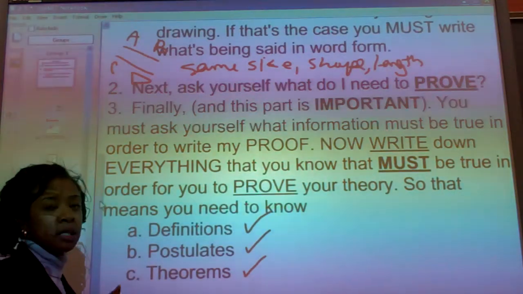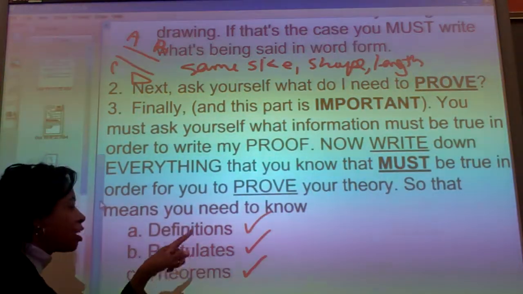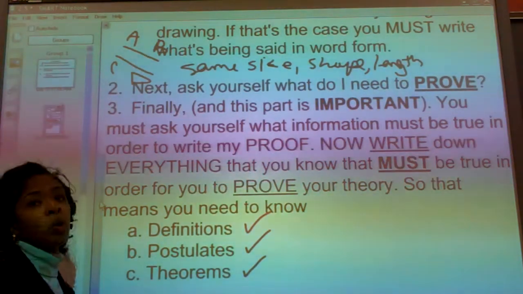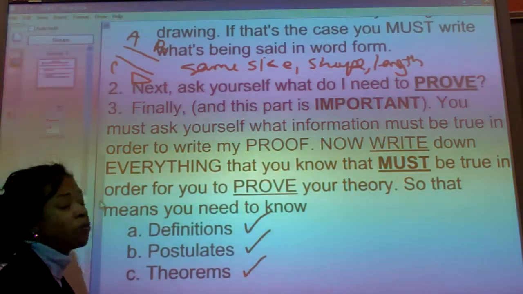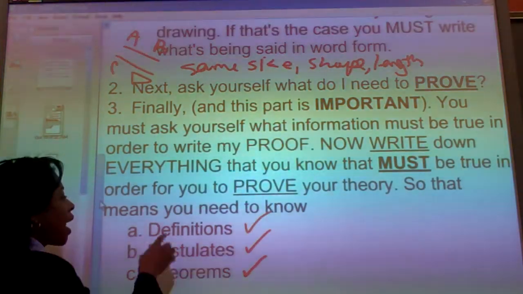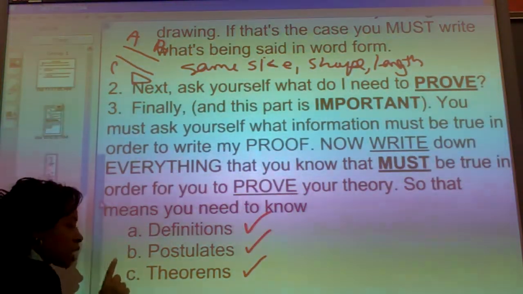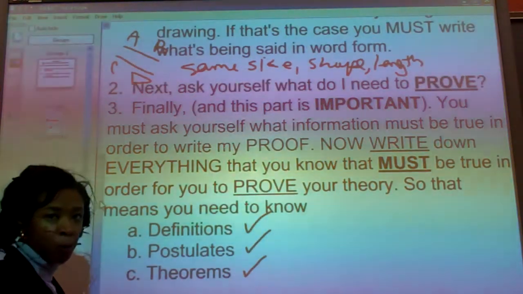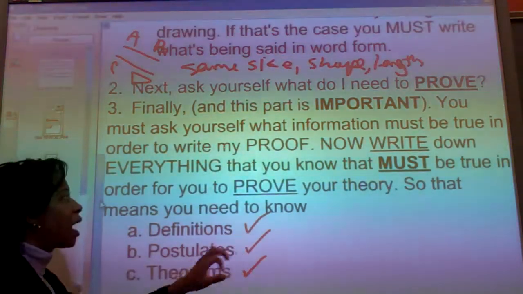If you do not commit to memory definitions, postulates, and theorems and understand them, you're going to, I don't want to say you're not going to pass, but you're going to have a very difficult time. You must memorize definitions, postulates, and theorems. You must know them without opening your notebooks or your textbooks. Once you do that, you'll be good to go.